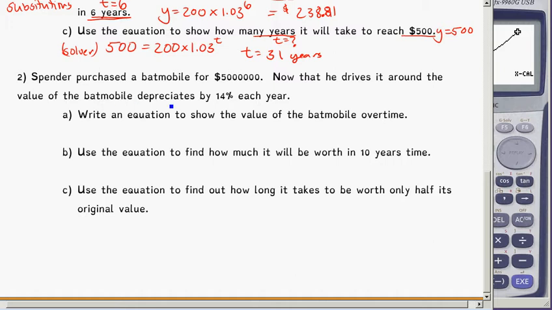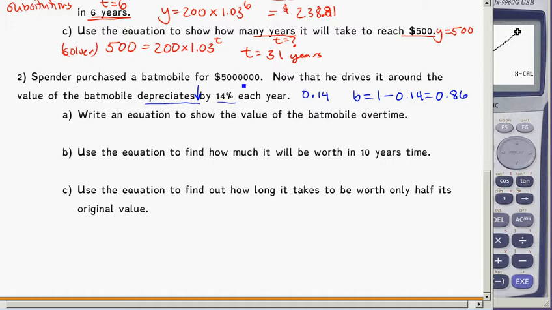The value of the Batmobile is depreciating. It depreciates by 14% each year. So remember, depreciate means it's losing value. And 14%, we could convert that to 0.14. And my b then, because I'm losing value, would be 1 minus 0.14, which is 0.86.